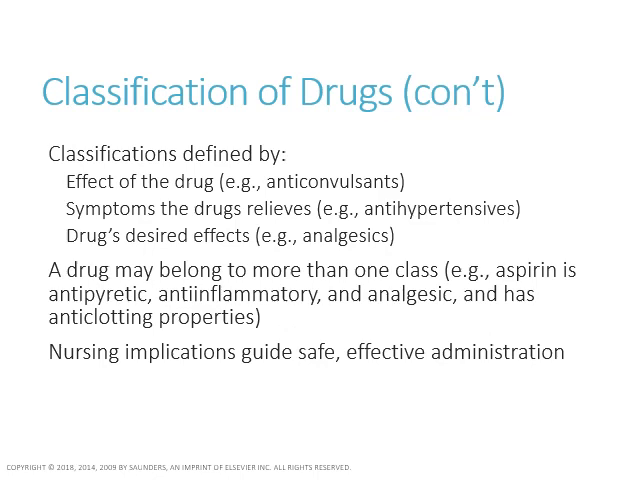Drugs are classified by the effect of the drug, symptoms the drug relieves, and the drug's desired effects. A drug may belong to more than one class, like aspirin, for example. It's an antipyretic, it's an anti-inflammatory, and it's an analgesic. It also has anti-clotting properties. Nursing implications guide safe and effective administration.